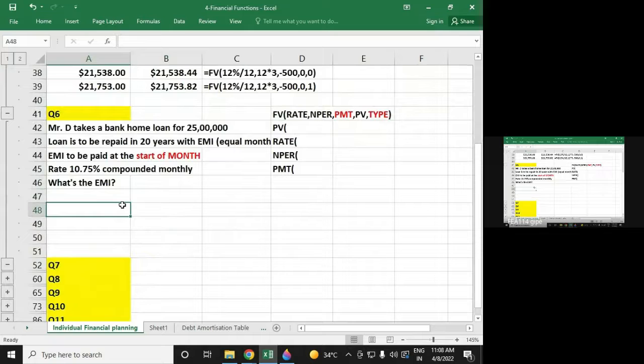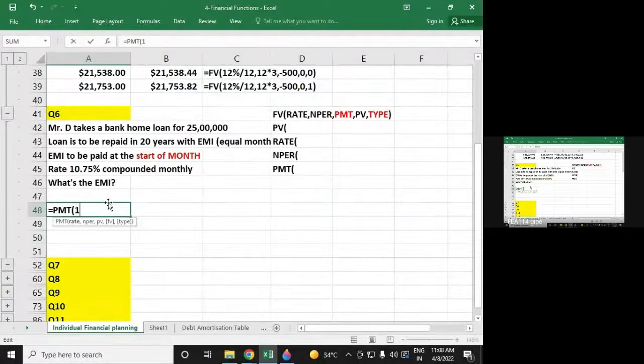So the question is asking for a loan of 25 lakhs, and on that we have to find the EMI. EMI means monthly installment. So EMI is to be paid at the start of the month and tenure is 20 years at the rate of 10.75. So the question is about finding PMT. PMT निकालना है.